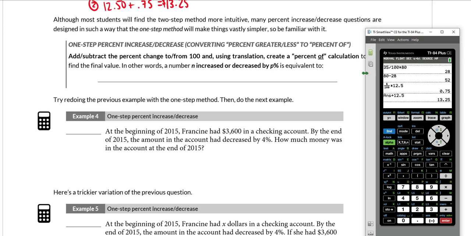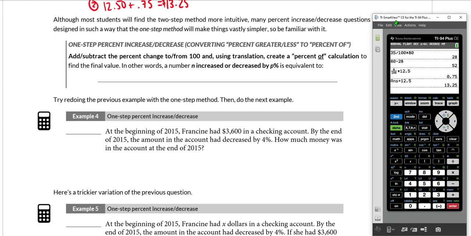Let me shrink this down a little bit here. So the one-step percent increase decrease method involves converting a percent greater or less than to a percent of. It will be easier to see how this all works with an actual example. When we're given a percent change, we're going to add or subtract that percent change to or from 100. And then using translation, we are going to create a percent of calculation.